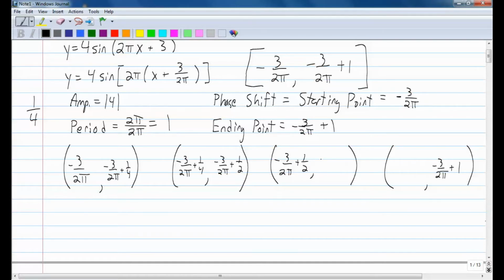Alright, add 1/4 again. This will be negative 3 over 2 pi plus 3/4. And if you add 1/4 again, 3/4 plus 1/4 is 1. Alright, so now it'd be really tough to figure out where all these values were if you don't get a decimal approximation. So what you want to do, get your calculator.